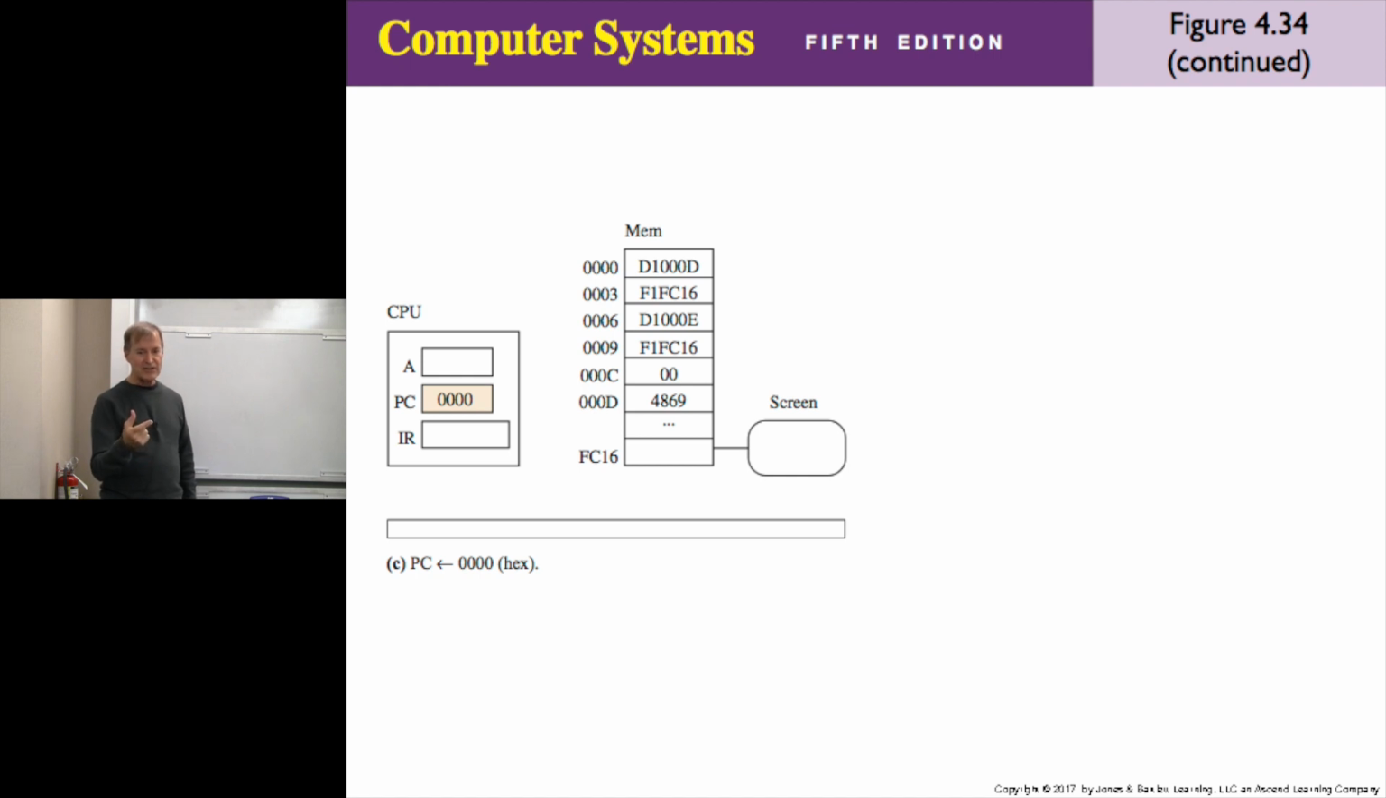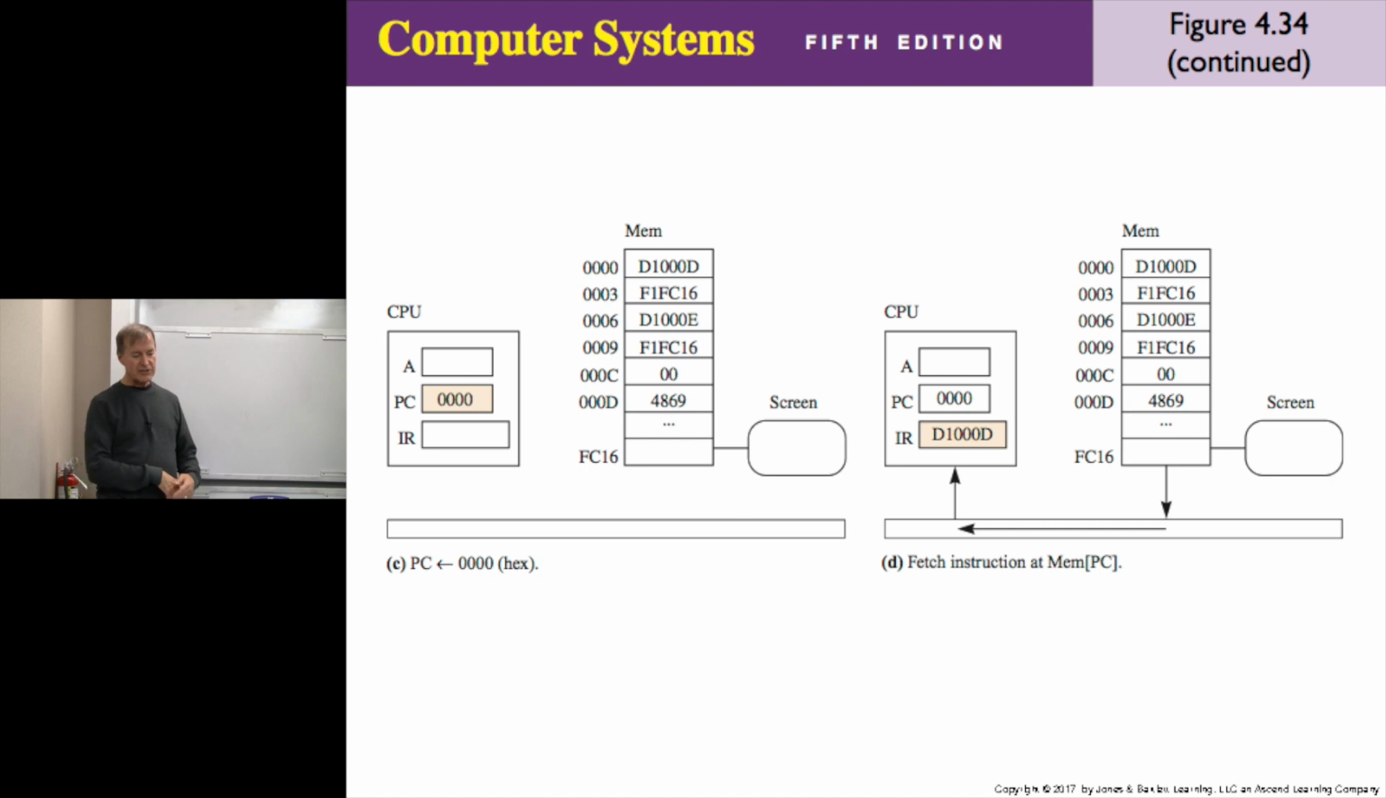Exactly, we're going to fetch the instruction at 0000. And where do you suppose we're going to put it? No, we're not going to put it in the accumulator. Yes, what does IR stand for? Instruction register. So here, do you see in part D, we have fetched the D1000D into the instruction register. So it has to go from memory over the bus into the IR. Is that clear? See how nice and visual this is?